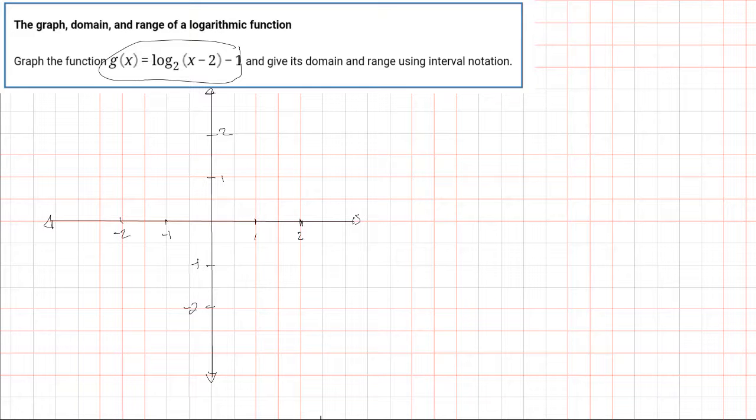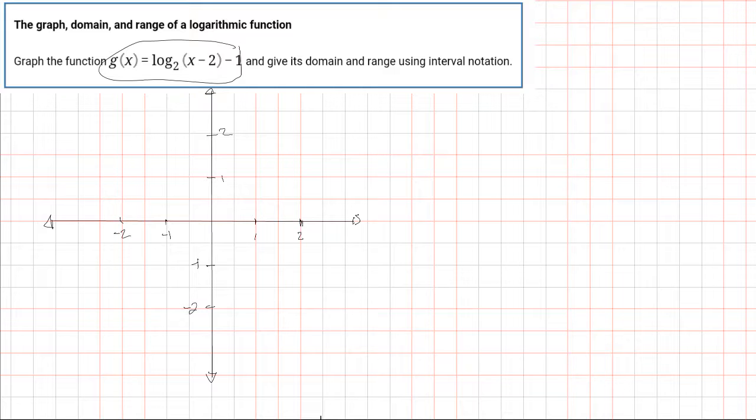Okay, so in this problem, we're asked to graph the function g of x, and the function is log base 2 of x minus 2, minus 1. There are many different ways that you can graph a log function, but since I don't really like to remember a lot of things, I think the easiest way for me is that I know how to graph an exponential function.